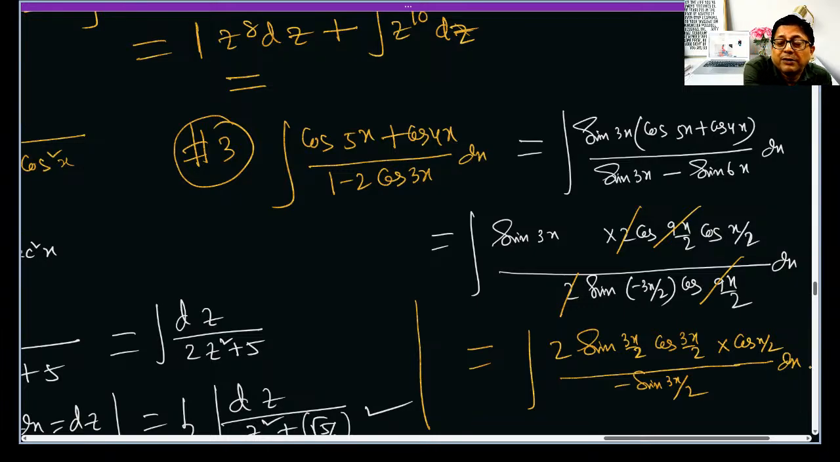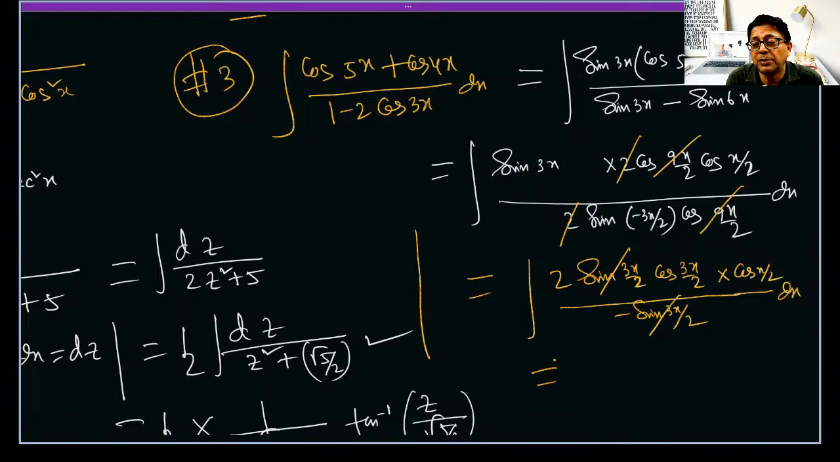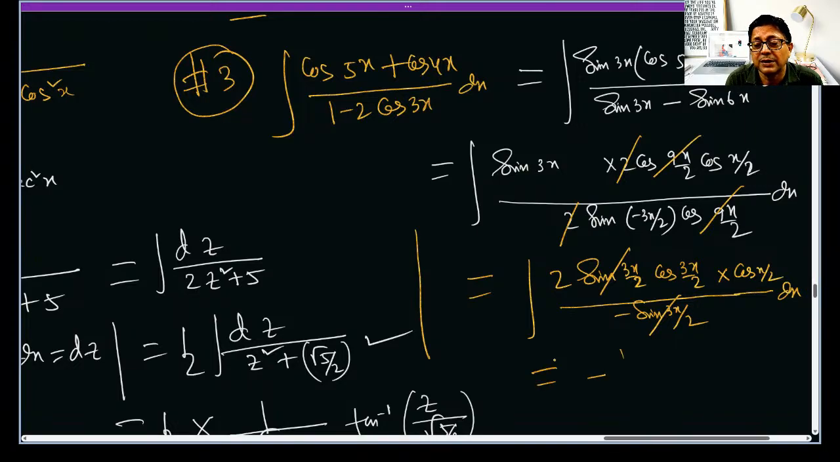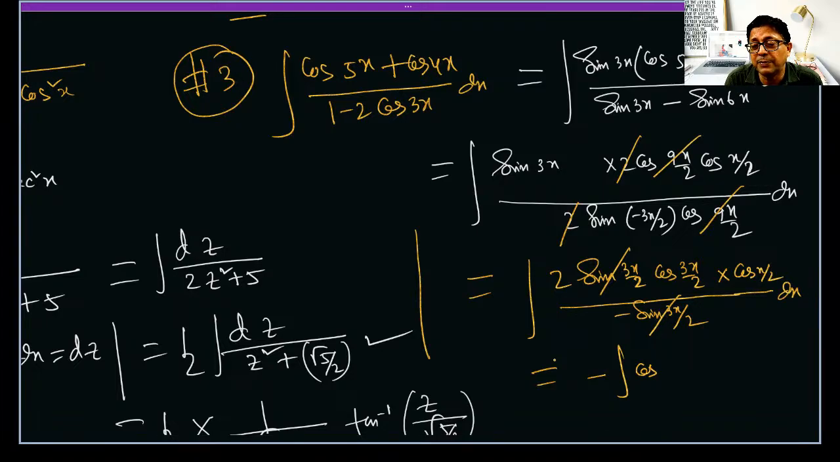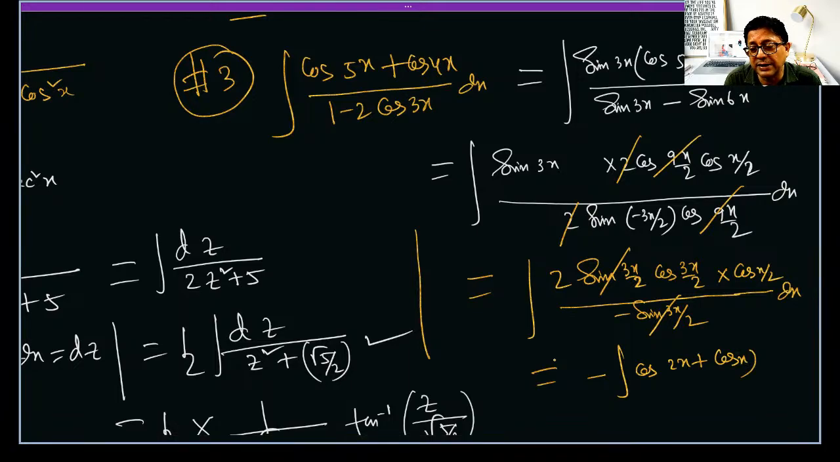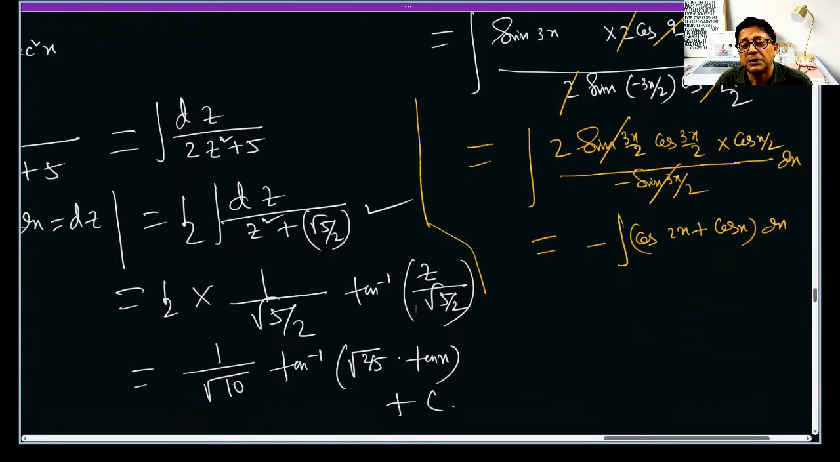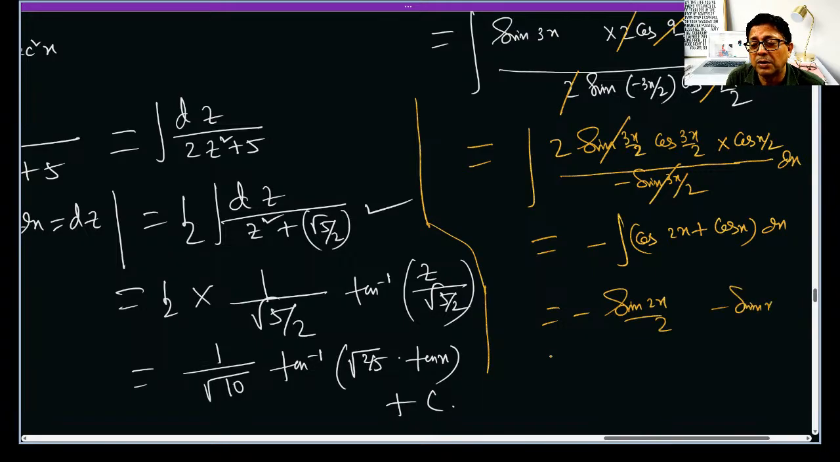Okay, it's done. Now let us finish it. Sin 3x is getting cancelled. So this will be minus 2 cos a cos b, that is cos of (a plus b) plus cos of (a minus b) dx. Okay. So this you write as minus sin 2x by 2. Am I correct? Is this clear?